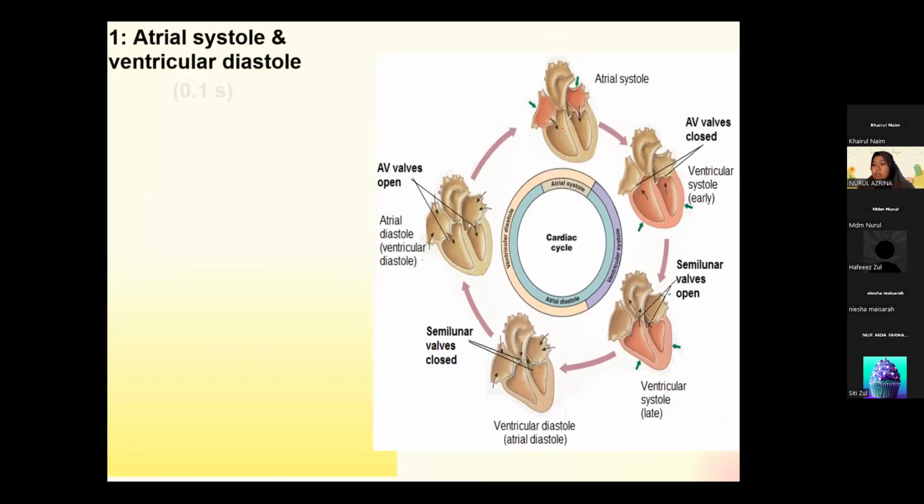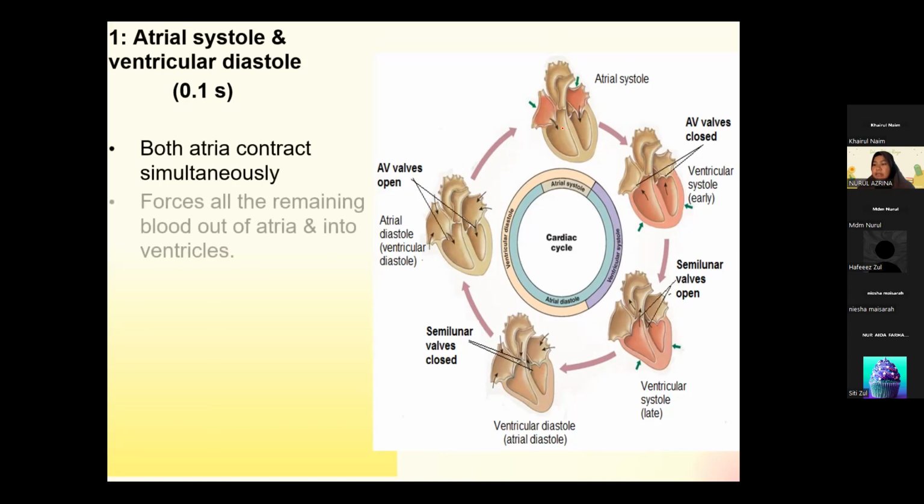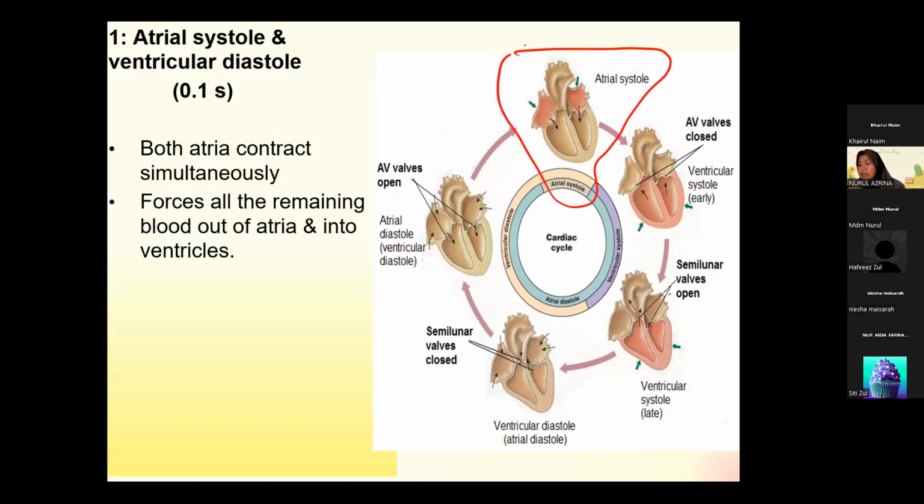Okay, so we are going to start with the first stage, atrial systole and ventricular diastole. So what happened during this stage? Both atria, we are focused on this stage. Both atria, the right side and the left side, will contract simultaneously.